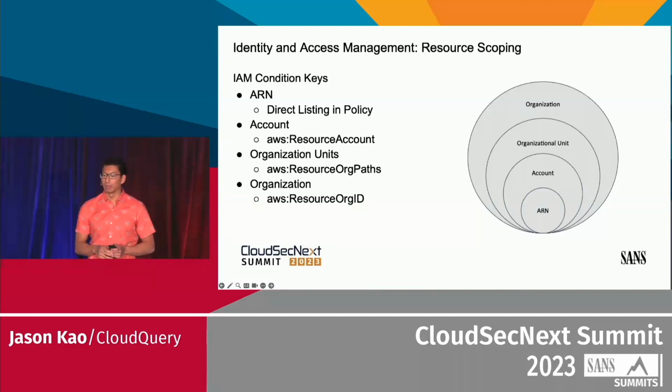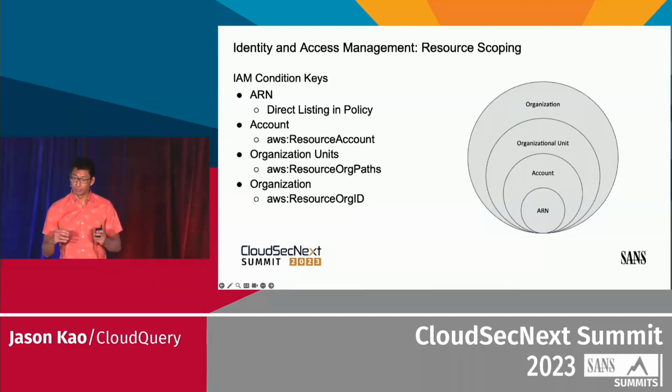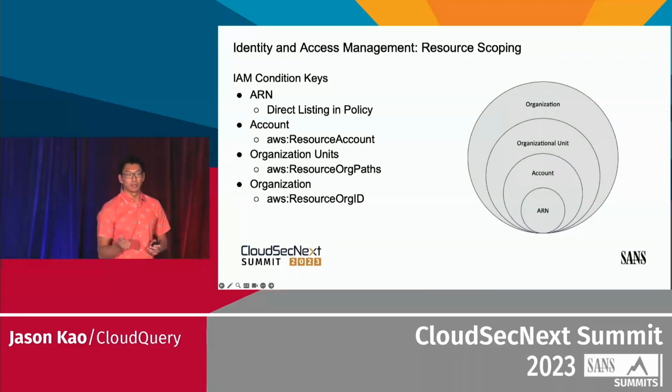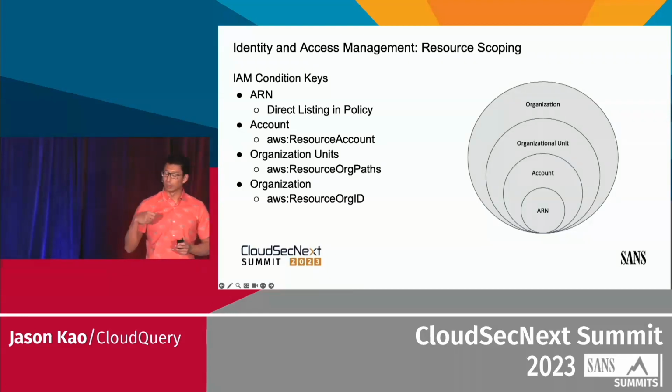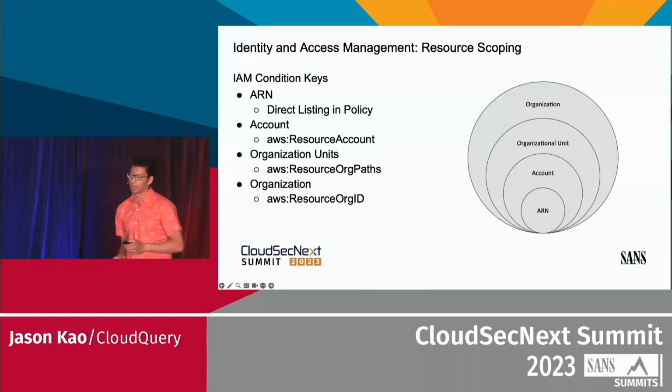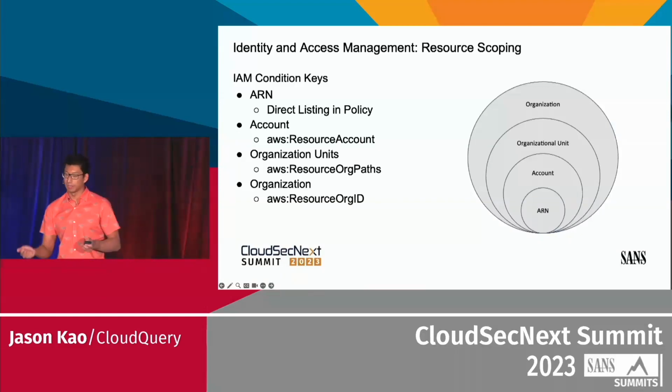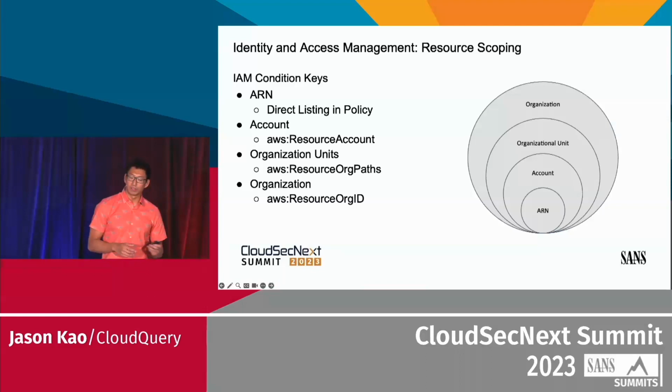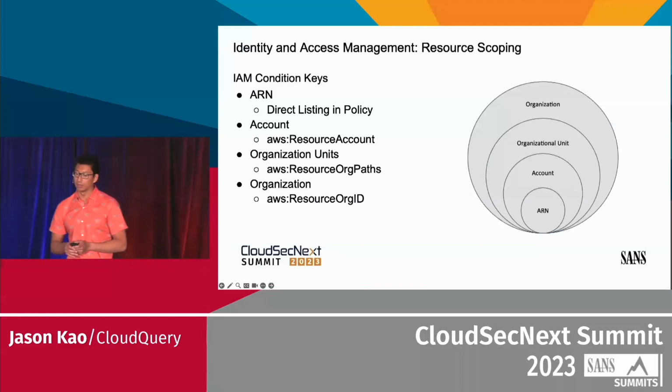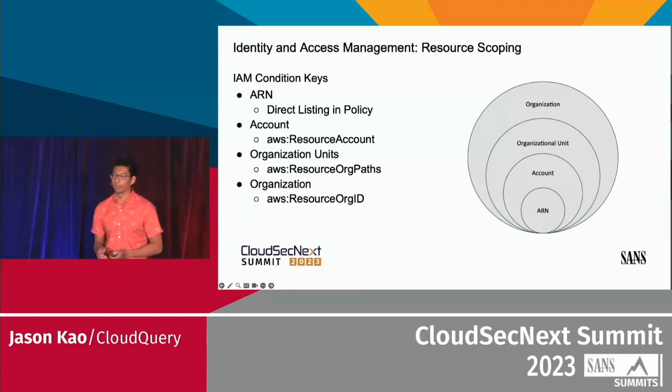IAM policies themselves. For the IAM condition keys and how to reduce this and scope it down, we do a direct listing in the ARN. So think about putting a specific SQS queue, or a specific S3 bucket, which may not have the account number in the ARN. We also do accounts: you can say aws:ResourceAccount. You can say aws:ResourceOrgPaths for OUs, and we can also do aws:ResourceOrgID for the organization. So this can be done in, let's say, an SCP. This can be done in an IAM policy to say we can only access resources within the organization itself.